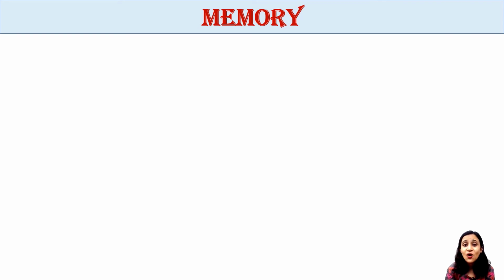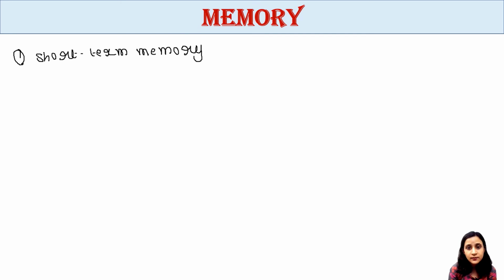Now, based on the span of memory, declarative or non-declarative memory is of two types. First is short-term memory and second is long-term memory.